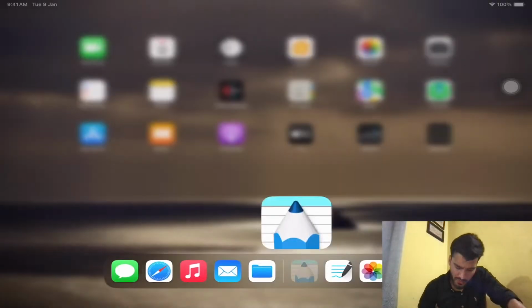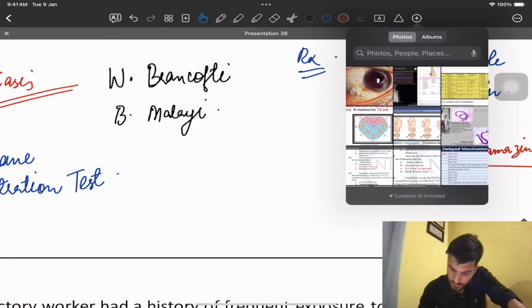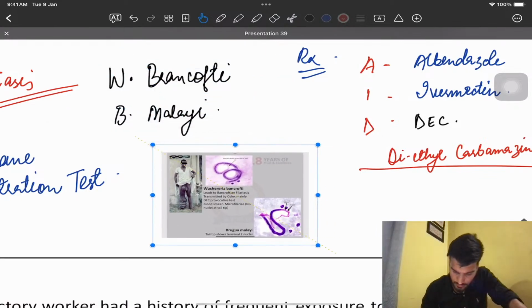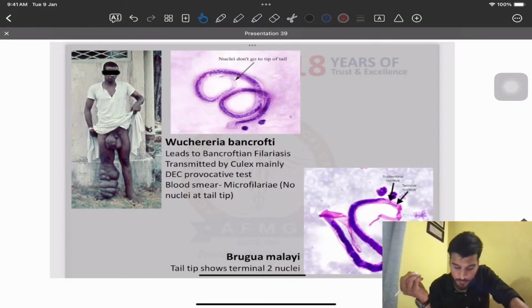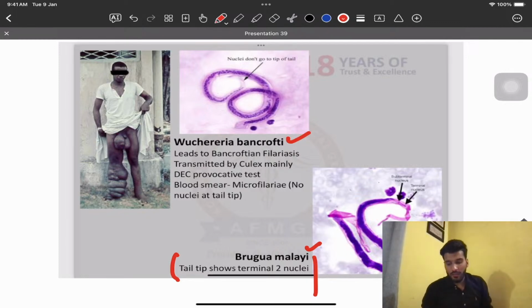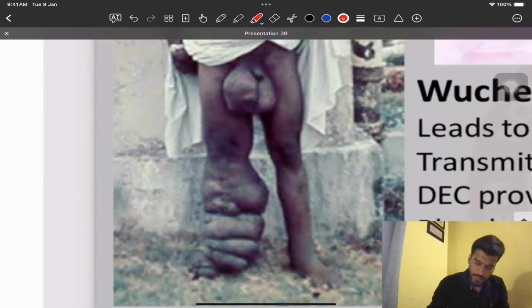Okay, so one other question that the examiner can ask from the pathological aspect. So remember this, guys, I'm putting this image here. The examiner can ask about the presence of the nuclei. We know that we have Brugia malayi and Wuchereria bancrofti, both of them. So how do you differentiate, guys? If the tail tip shows 2 nuclei in the terminals, it will be Brugia malayi. And if there is no nuclei at the tip, it will be Wuchereria bancrofti. And this is a classical picture of the filariasis.